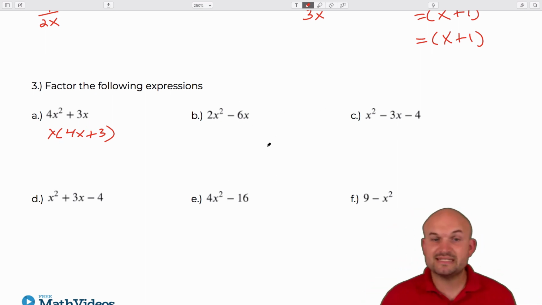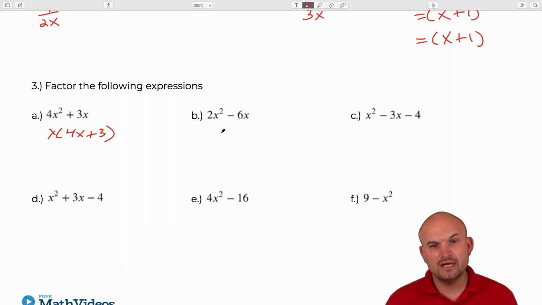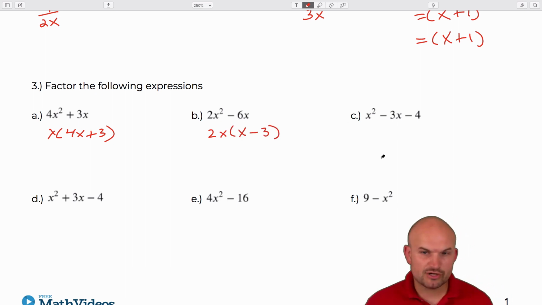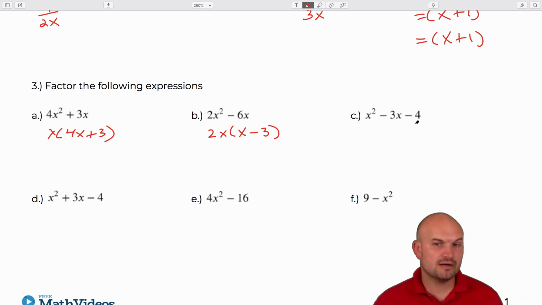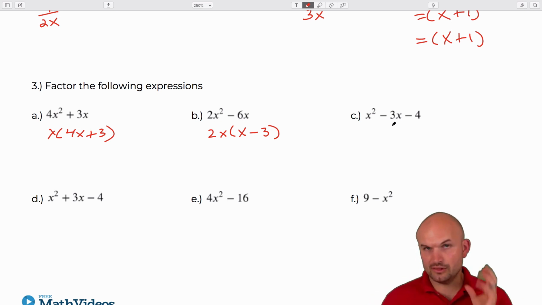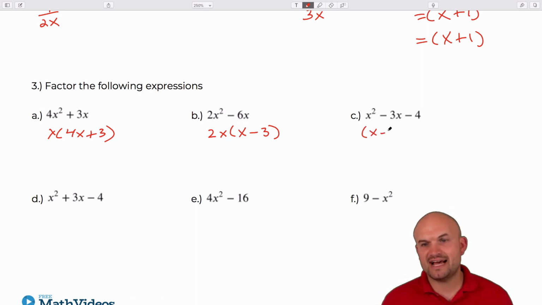All right, in this case, we see that they have a common term of an x as well as a common term of a 2. So therefore, I'm going to factor out a 2 and an x, and I'm left with an x minus 3. The next one here, again, we have a trinomial. We've worked on this before. So in this case, I'm looking for what two numbers multiply to give me a -4, but then add to give me a -3. Thinking through the factors of -4 that would add to give me -3, I'm coming up with x minus 4 times x plus 1.